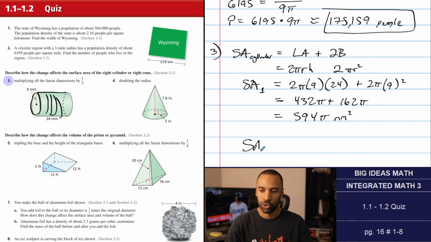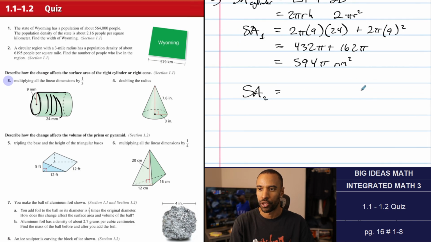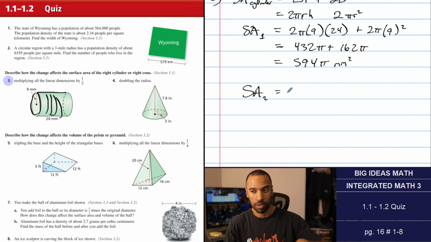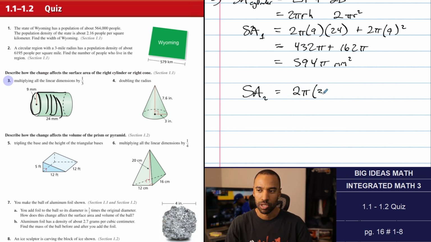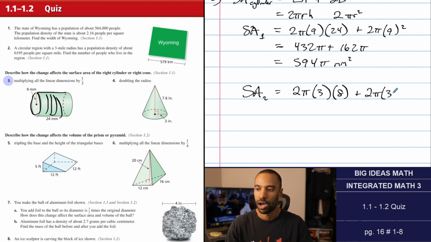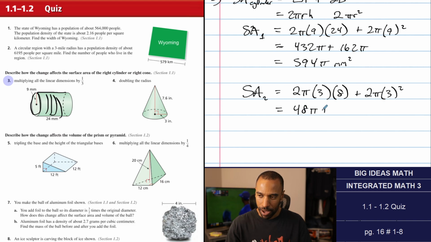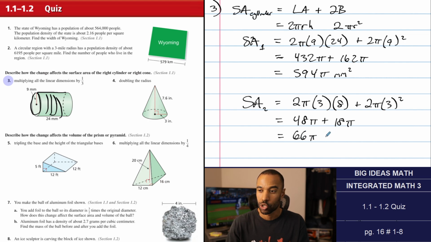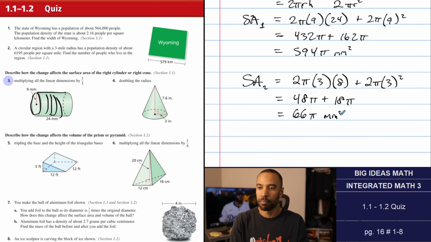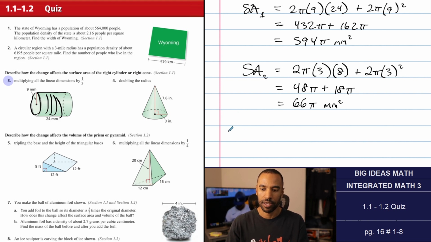Now, surface area of 2, we're going to divide these lengths by 3. Multiply them by 1/3. So the radius goes from 9 millimeters to 3 millimeters. So we'll do 2 pi times 3, and then 1/3 of 24 is 8. So 2 pi r h plus 2 pi r squared. So if all goes well, this should be a certain number. 3 times 8 is 24, doubled is 48. So 48 pi plus 9 doubled, 18 pi, 66 pi. Square millimeters.